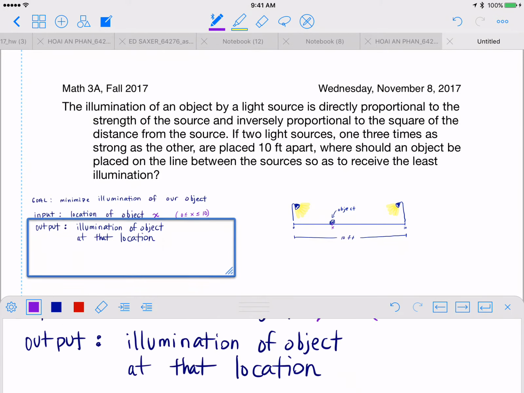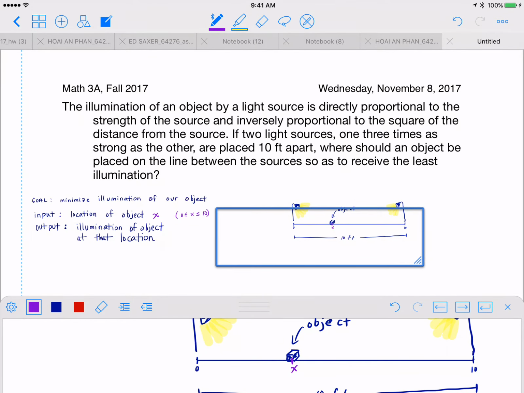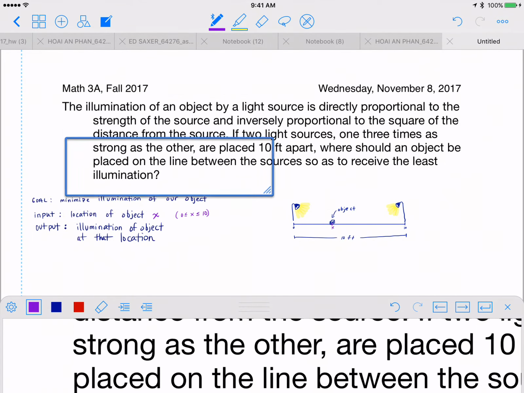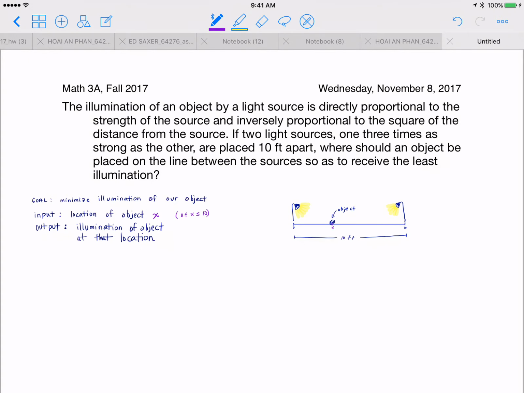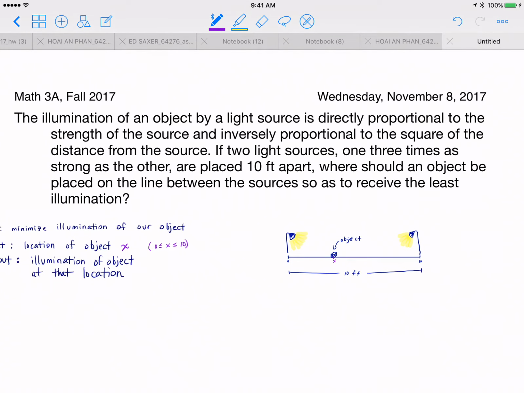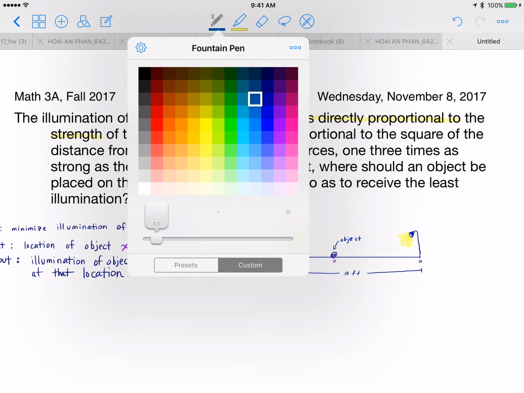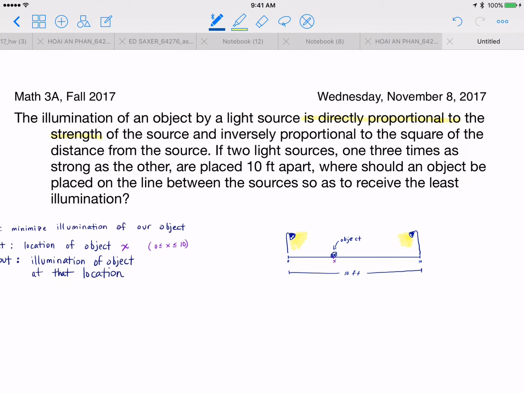Now, we need to come up with a formula for the illumination of the object at location x. And here's where we go to the information given in the problem. The problem says that the illumination of an object by a light source is directly proportional to the strength. So let me go ahead and start writing this down. Overall, let's call illumination I.